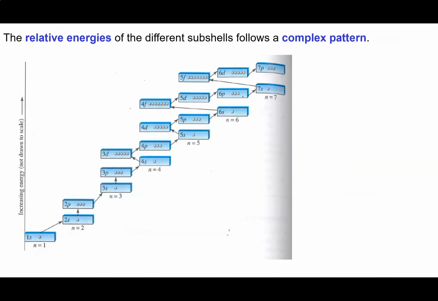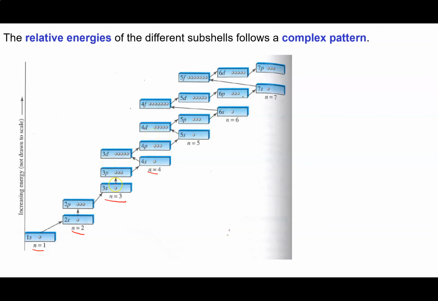All right, so this is how the subshells fall with respect to energy. It starts off quite logical. We've got 1s in the n equals 1 shell, and then in the n equals 2 shell we've got 2s, 2p. And then in the n equals 3 shell we get 3s, 3p, 3d. In the n equals 4 we've got 4s, 4p, 4d, and 4f.